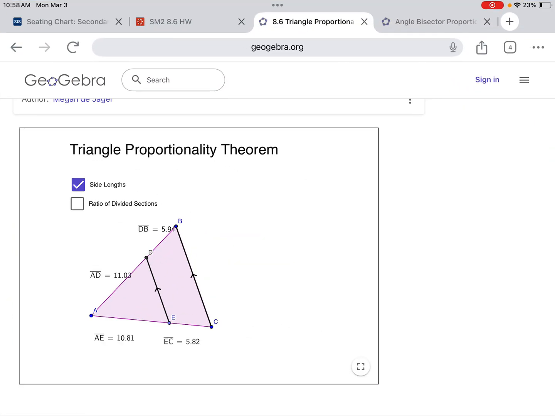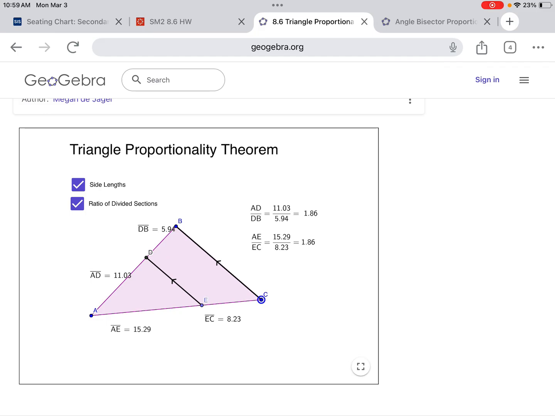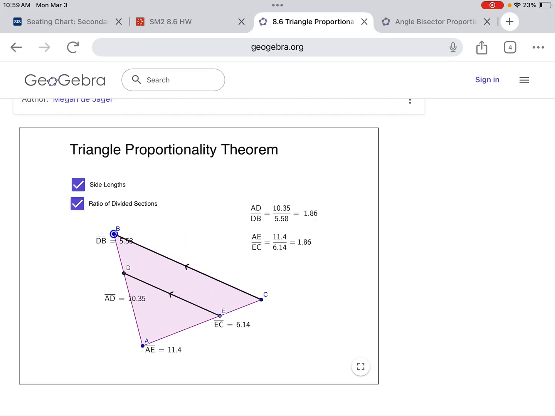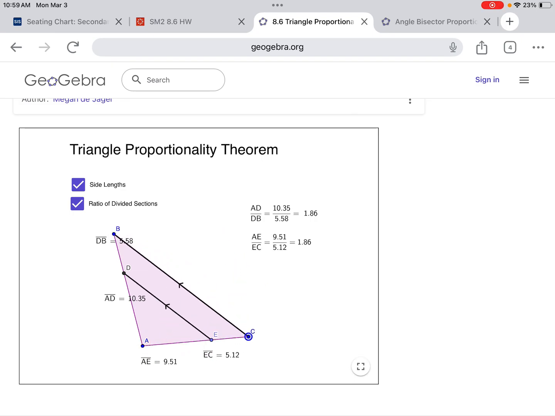you can click on side lengths and it'll give you the side lengths of each of these portions of the triangle. And then it'll actually give you the ratio for you. Okay, and I want you to notice, oh, and we also have DE and BC are parallel. Notice that if we drag and change the shape of the triangle, or where the triangle is, notice how those ratios stay the same.